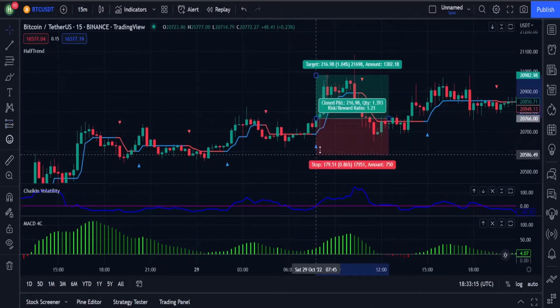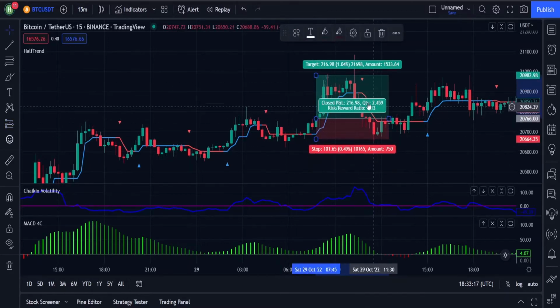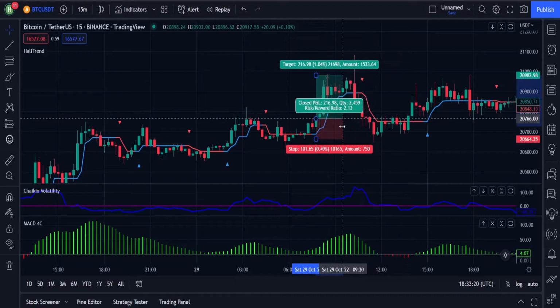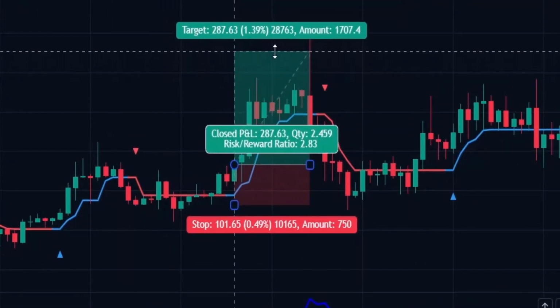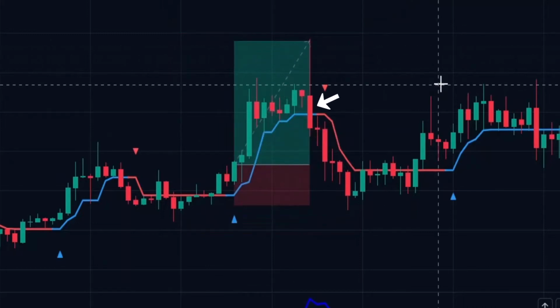Our stop loss will be set at the recent swing low for buy trades. We'll exit a winning trade as soon as we have the price crossing and closing below this half trend line. Just like this one here, we can see the price crossed and closed below the half trend line.